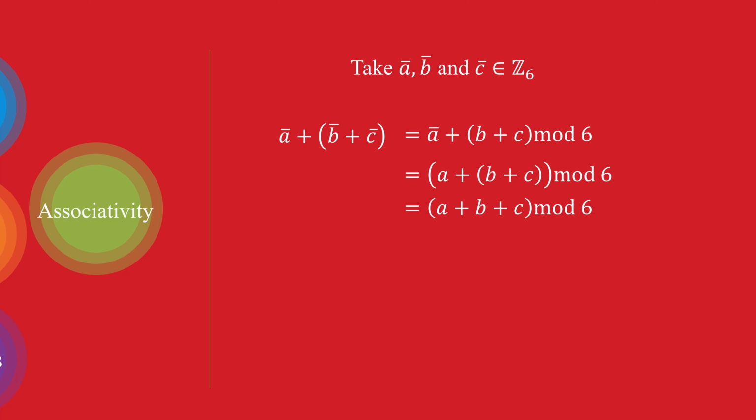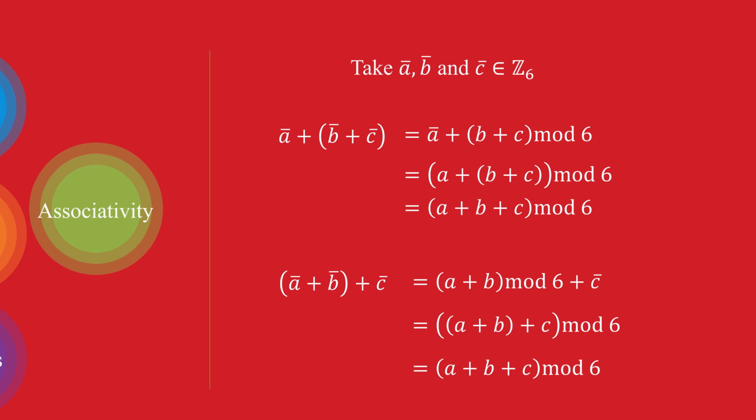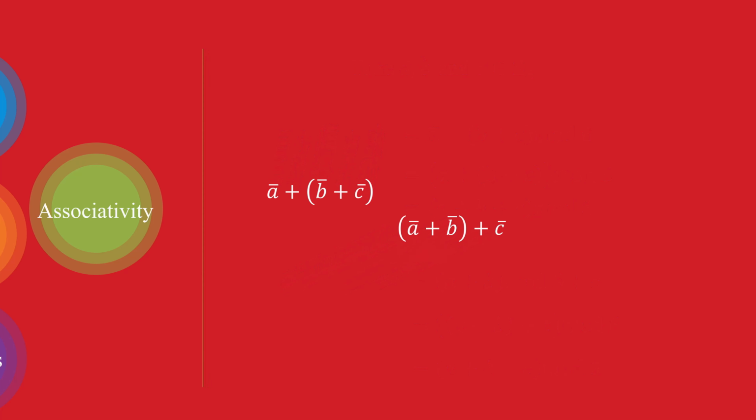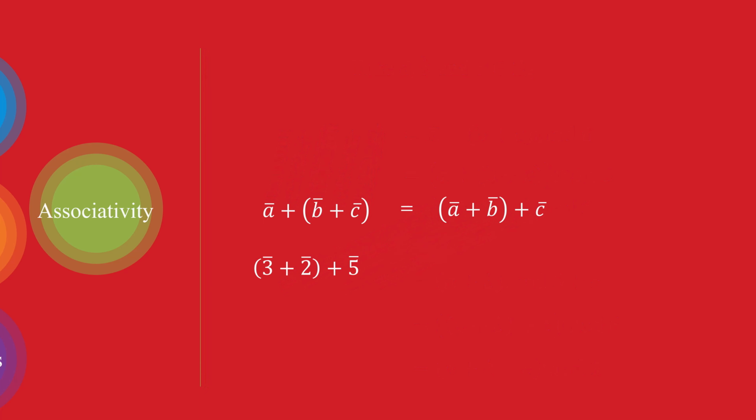Moving towards associativity. For associativity, we'll take 3 elements in Z6, call them A bar, B bar and C bar. By verification, you can check that A bar added to B bar plus C bar is going to be A bar plus B bar added with C bar. And this is a small little proof for it. We'll try to verify this by an example. Let us take 3, 2 and 5 in Z6.